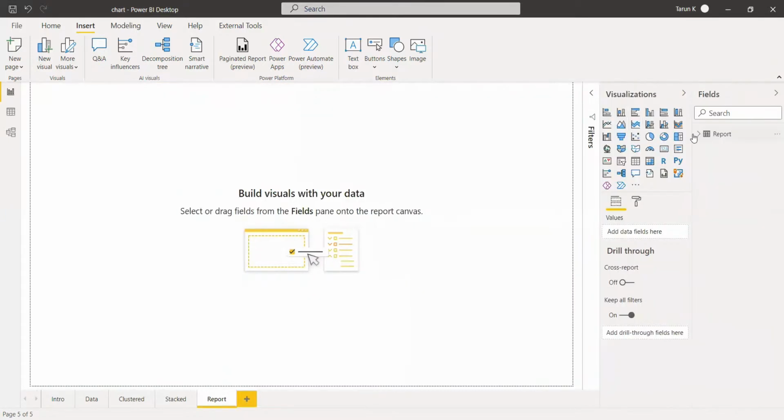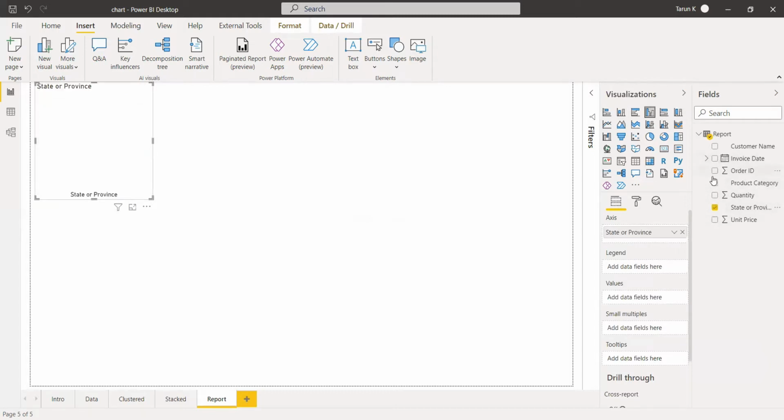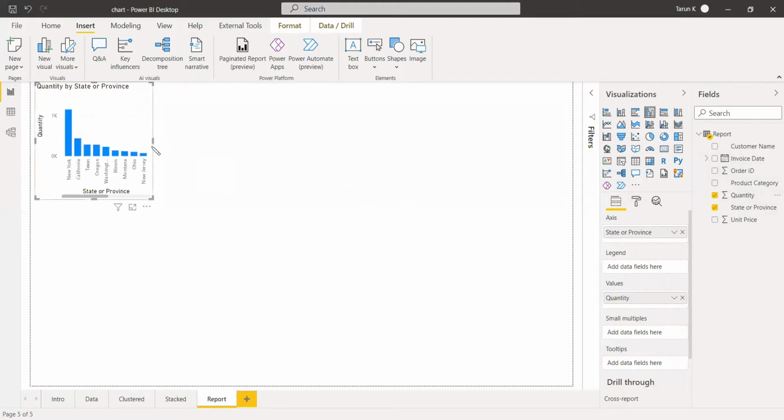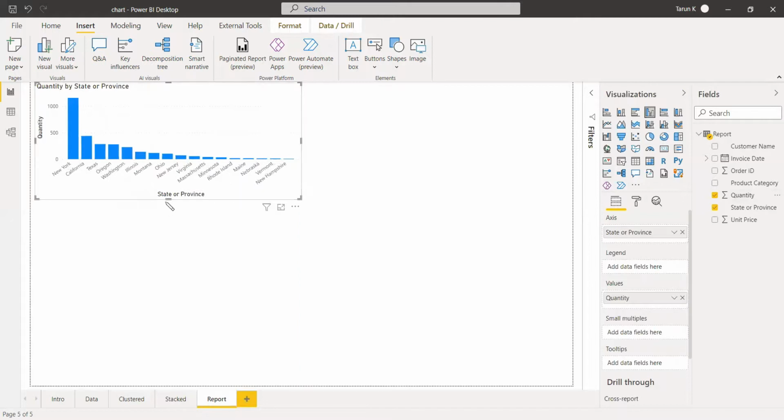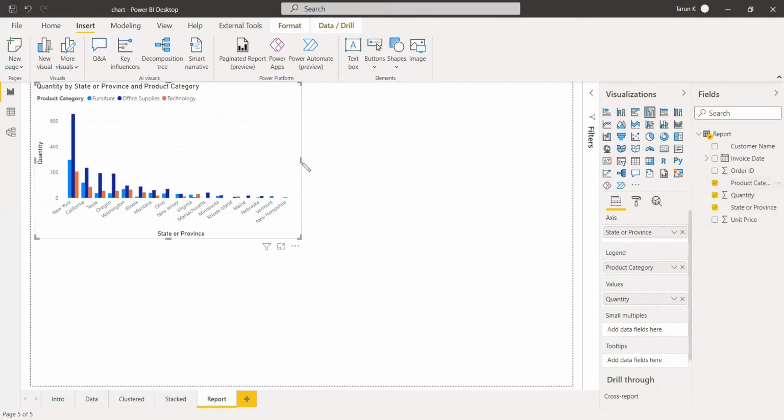We have a data set, and in that data set, we are having the quantity, and we need to check the quantity with respect to the state. So initially, we can try stack chart, or first is we saw cluster chart. So cluster chart, we can take it, and we can take the state. We can take the quantity, and this is the state with respect to the quantity, but we need the product category also. So here it is.